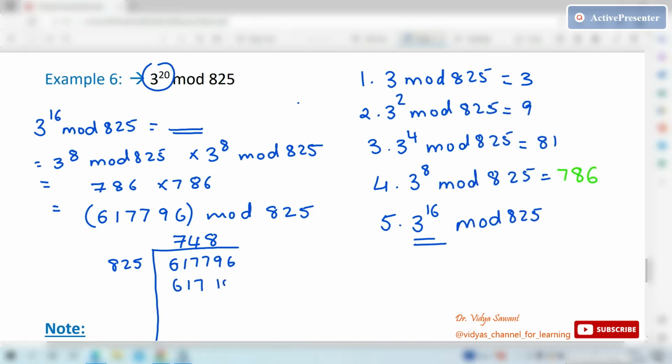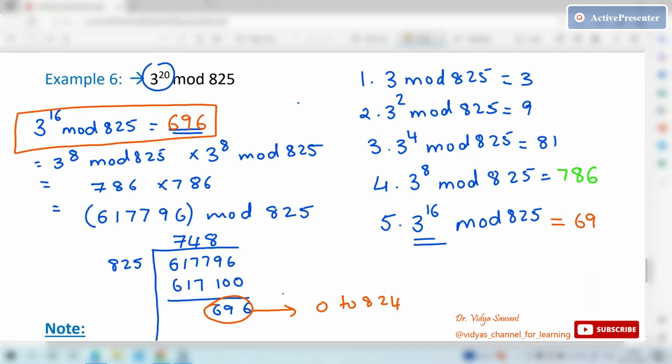The answer that we get is 617100. Check what is the remainder. The remainder is 696. Check out if the remainder is between 0 to 824. So yes, it is between 0 to 824. So my answer for 3 raised to 16 mod 825 comes out to be 696.